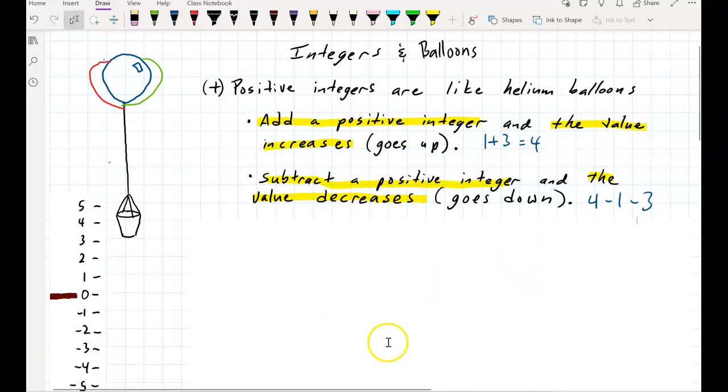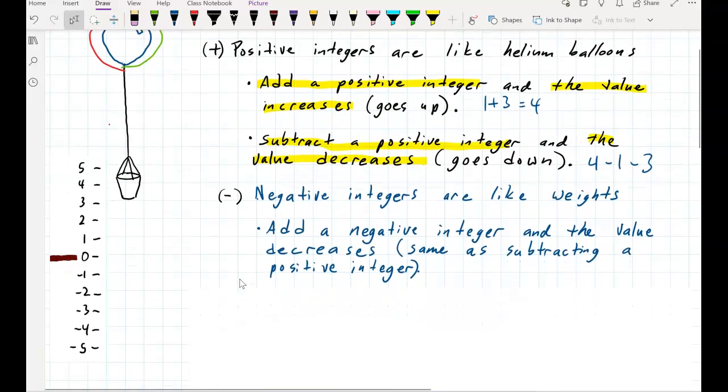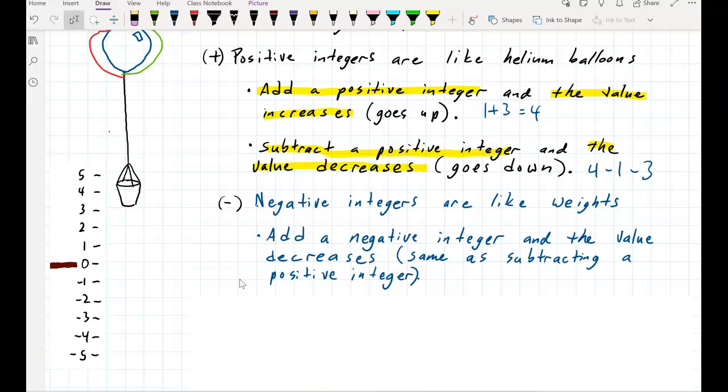Okay, great. But what about negative integers? You guys have been working with positive integers ever since you've been learning about math. But what happens with negative integers? Negative integers aren't balloons. They're like weights that you would add to the situation. So if you were to add a negative integer, the value will decrease, right? Because if we were to put a weight in our cup, our balloon situation would all go down, right?